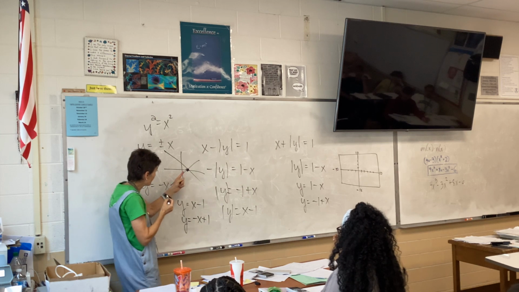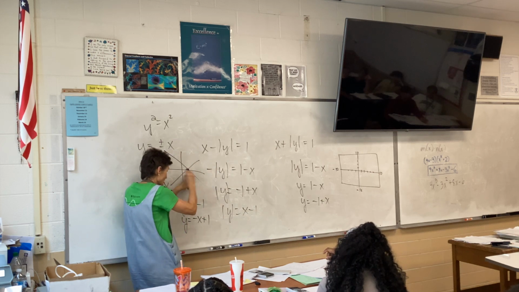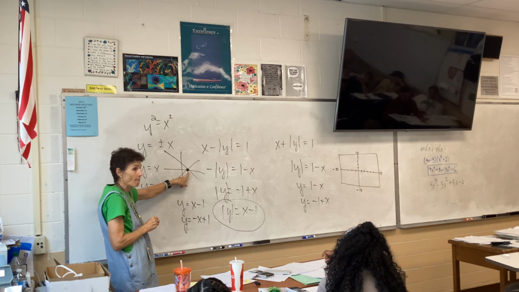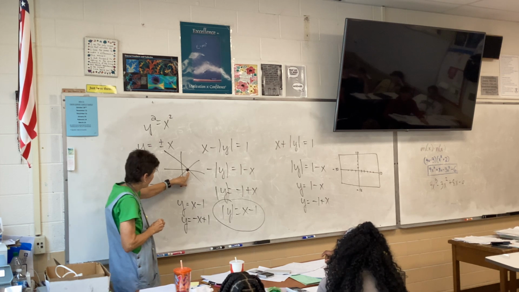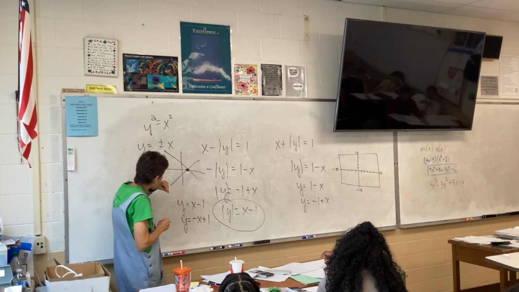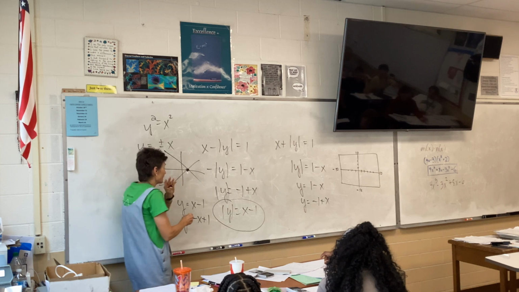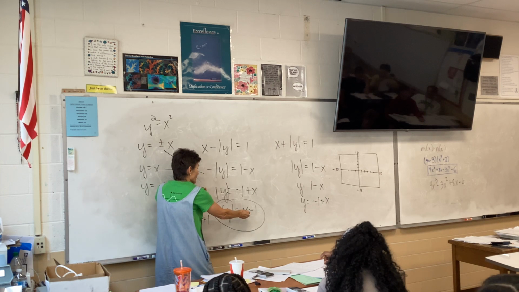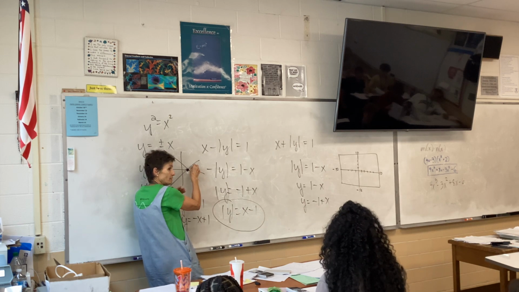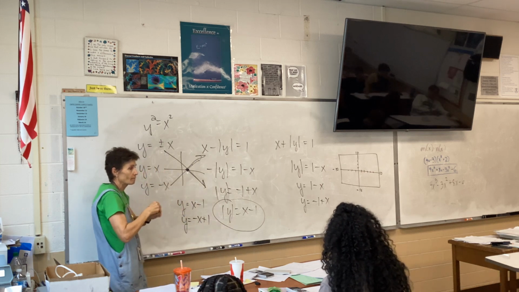Any ideas how we might decide whether we need to keep this V or this V for this equation? Any ideas how we might decide? Well, how about if we pick a point? Wait a second. How about if we put in 2? If we put in positive 2, don't we get positive 1? So this is the part of the V we want to do.